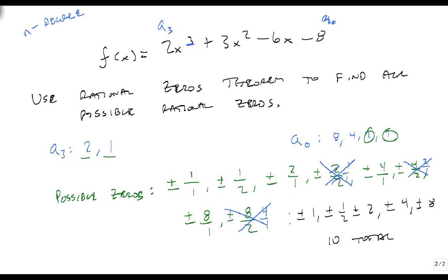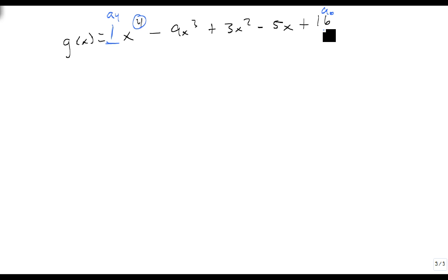Let's just do one more example just to make sure. Suppose that we have g of x equals x to the 4th minus 9x cubed plus 3x squared minus 5x plus 16. Well, we start with the first one. Notice there's no number written, so we give it a 1, and that's a_4 in this case, our highest degree. And our a_0 is 16.